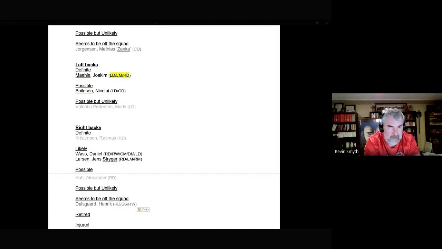Henrik Dalsgaard held the right back position in the 2018 World Cup. However, he last appeared for the national team in November 2020. So Henrik Dalsgaard seemingly off the team and not selected for the 2020 Euro Cup. So basically the position opened up, and we will see who took it in the 2020 Euro Cup shortly here. It wasn't Rasmus Christensen, even though he's a definite candidate.